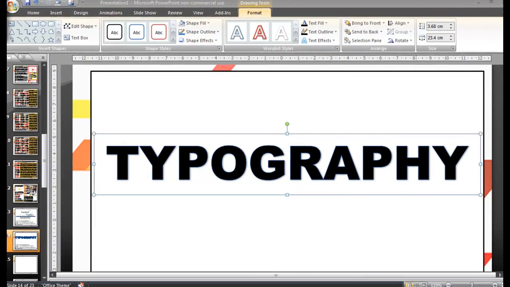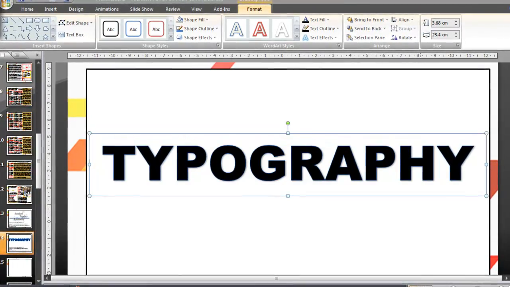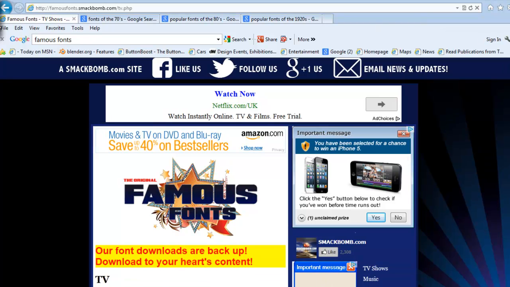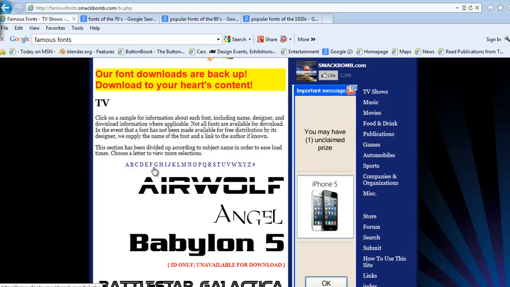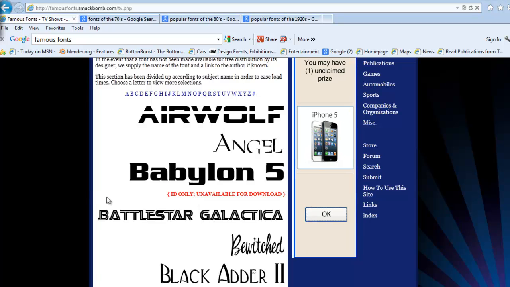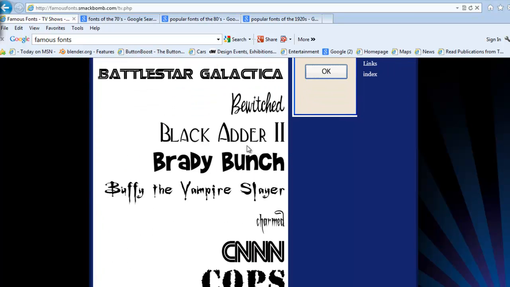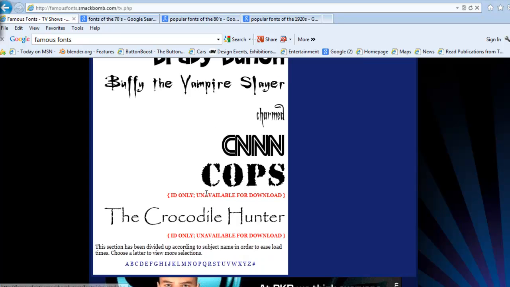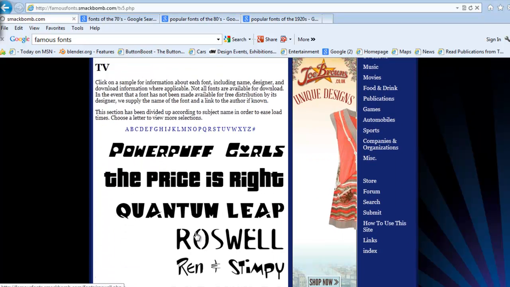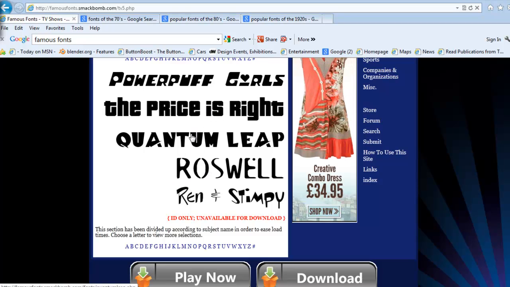Ways that you can get fonts? Well, there's loads of ways really. I'll just minimise my screen and drag this in. There we go. Okay, so the first thing I've gone to here is famous fonts. If you're looking for a specific font, things like Airwolf, these are a bit before your time, Babylon 5, Battlestar Galactica, typical 70s font there, Blackadder, Buffy the Vampire Slayer, things like this, Cops, it's a stencil. There are loads of ones there, and you can just flick through all the different types of fonts, and people name them, so Powerpuff Girls, Roswell, Quantum Leap.